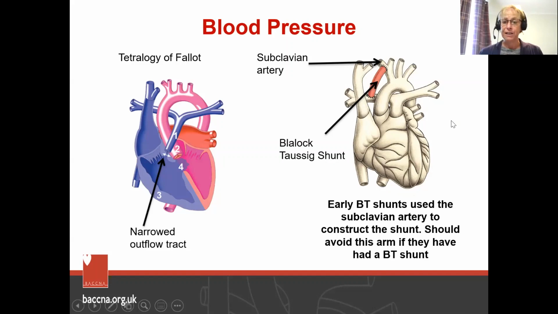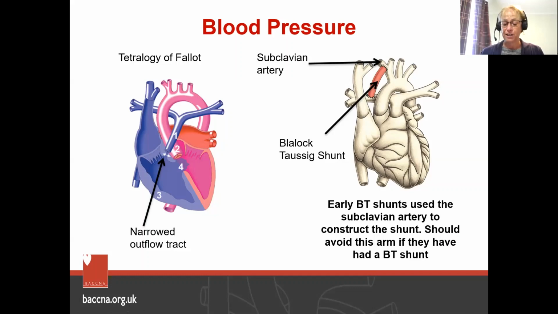And the very early attempts at this operation used the subclavian artery to create this shunt. And when the subclavian artery has been used, this is referred to as a classical BT shunt. Patients who've had a BT shunt will have a scar under the arm on the side that it's been done, and they'll often know that their blood pressure and pulse is hard to find in that arm. So remember, a BT shunt can be performed for lots of different reasons, not just in tetralogy of Fallot. So it's important to check.